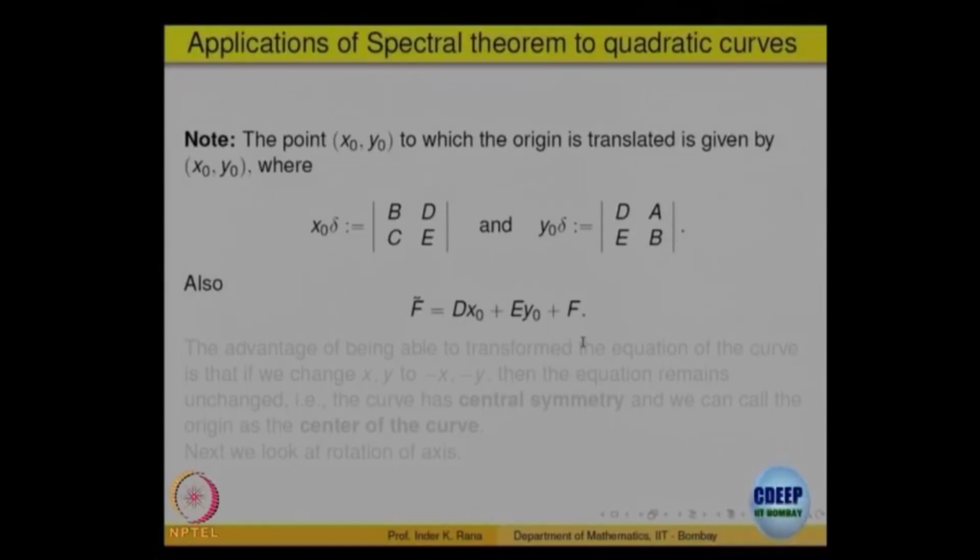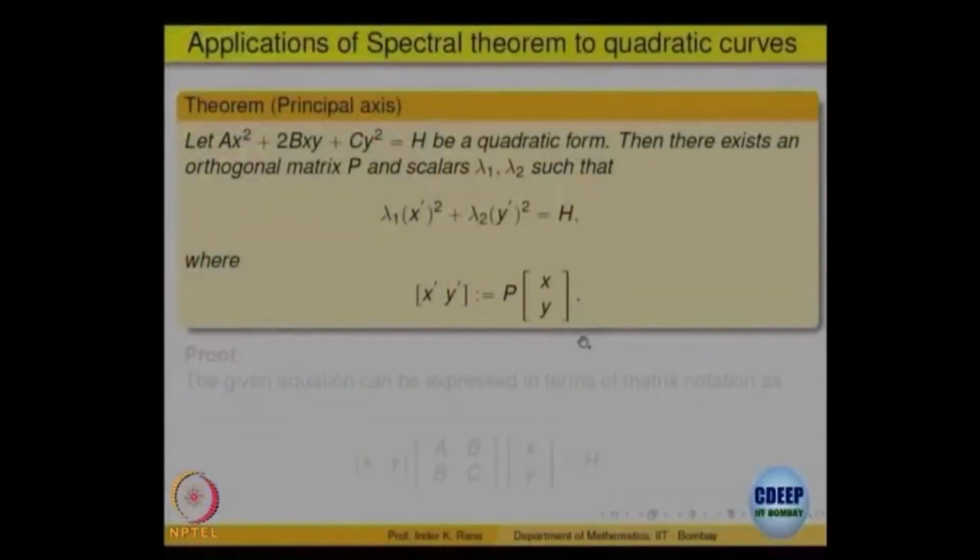What is the advantage of canonical form? x square plus y square equal to something, that is the canonical form of a curve. What is the advantage? There is symmetry here: if we change x to minus x and y to minus y, the curve remains the same. What about an ellipse? That also has the same property. So canonical forms have central symmetry also. That is one advantage.